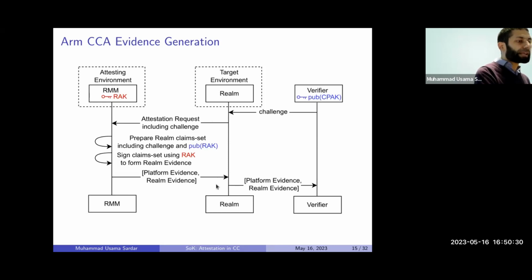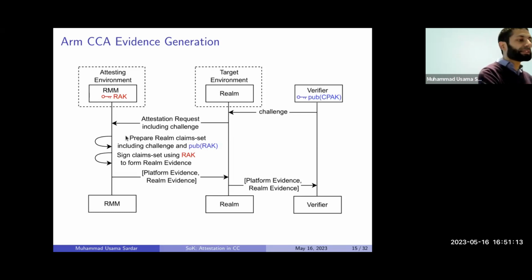And then we have this attestation protocol. What happens is the verifier sends a challenge, and the target environment forwards this attestation request, including this challenge. Then the attesting environment creates some claims about the target environment and includes the challenge as well as the public part of this key, that is the RAK. It then signs the claim set using the RAK, and that creates basically a realm evidence. And there is also one platform evidence that it gets in the initial phase, the initialization phase. So this is just one part of the protocol.